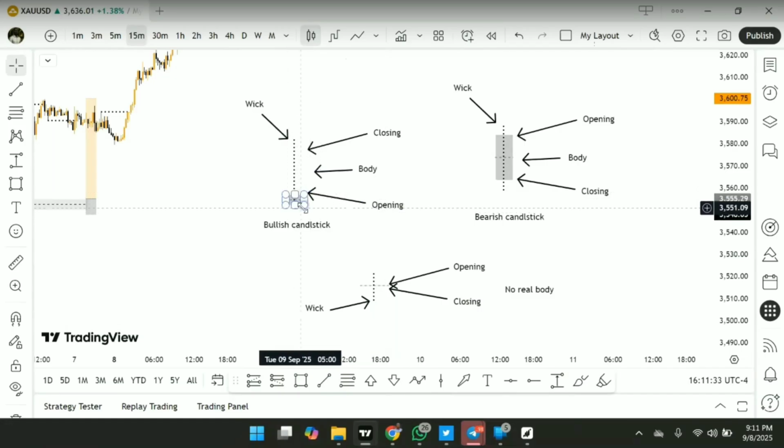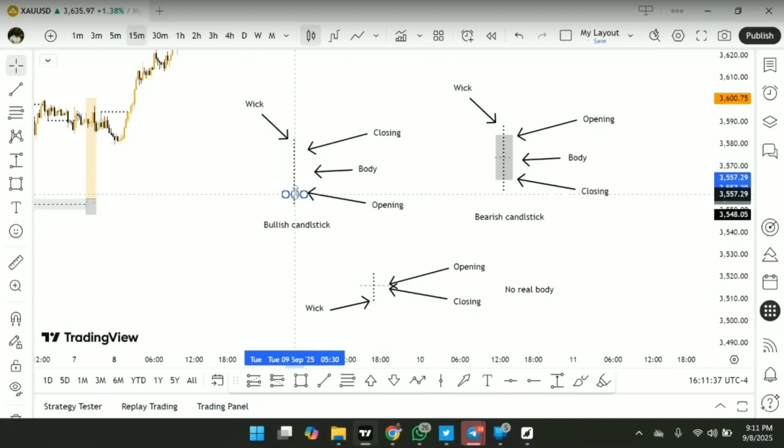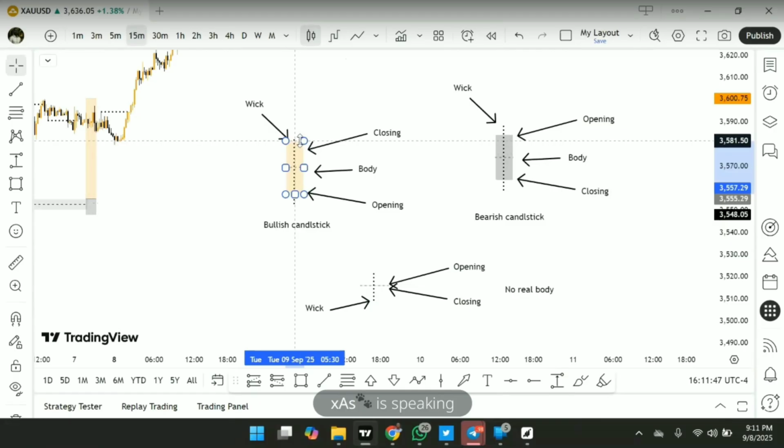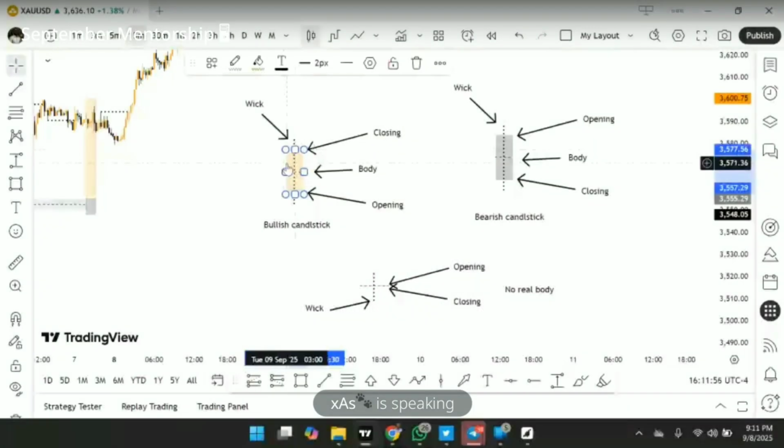The buyers now came in again, they pushed the price all the way from here to this level you are seeing. This level you are seeing was green at some point. Then the sellers came in and said no, we're not okay with this price. They pushed it to this level at which it is currently. That's the closing. So that's the analogy behind candlestick formation.